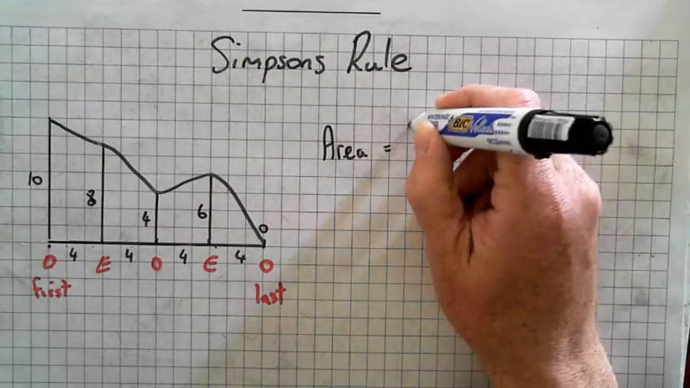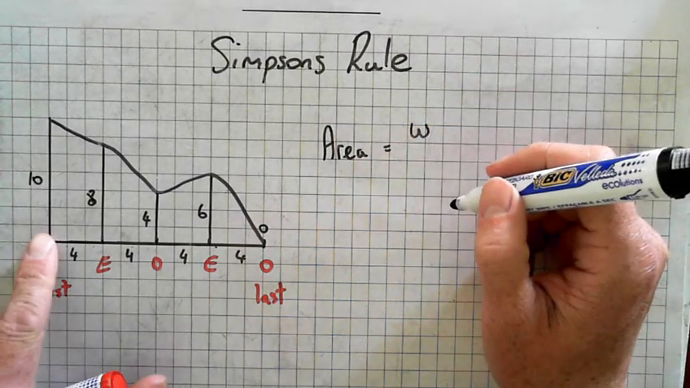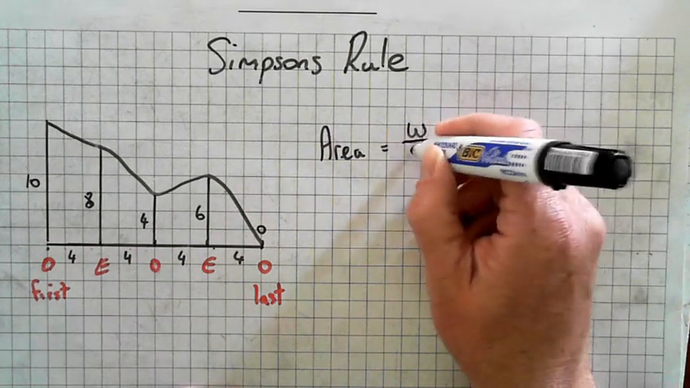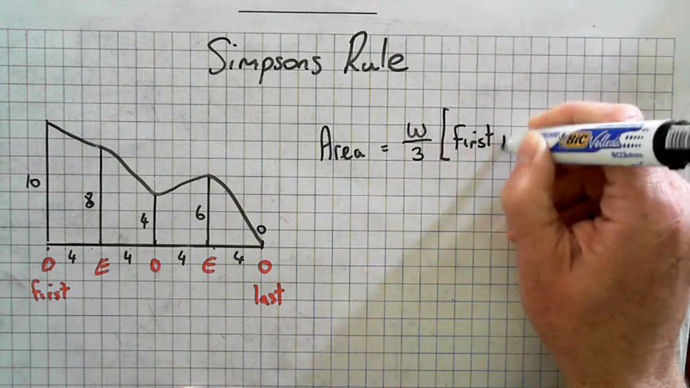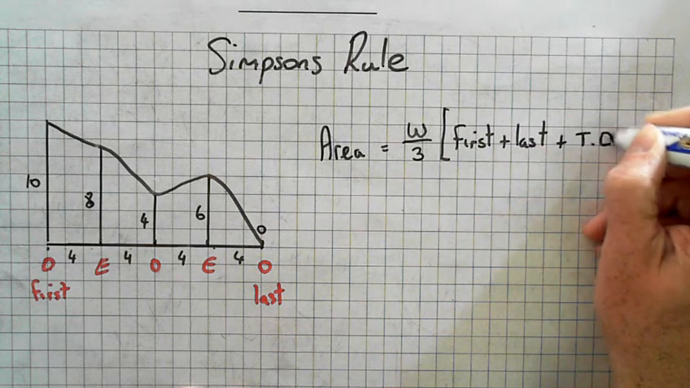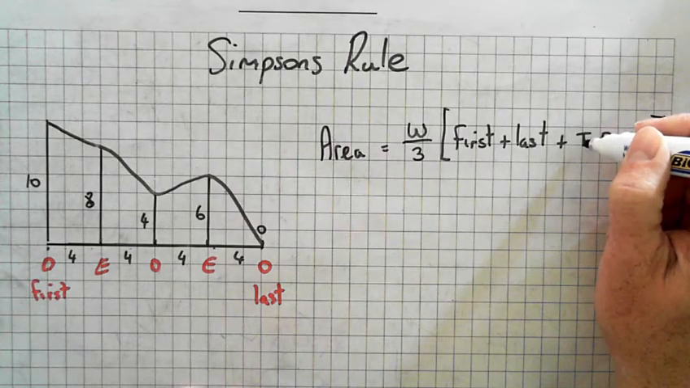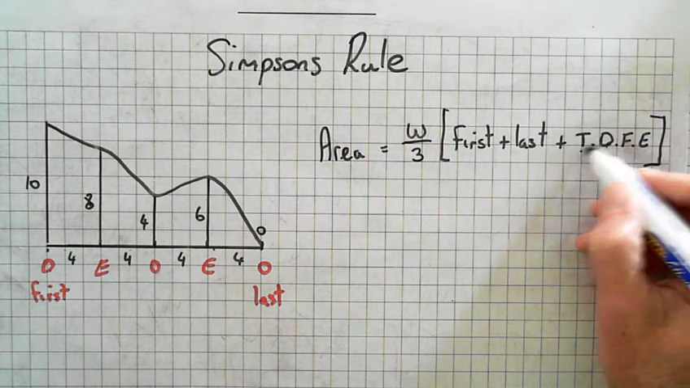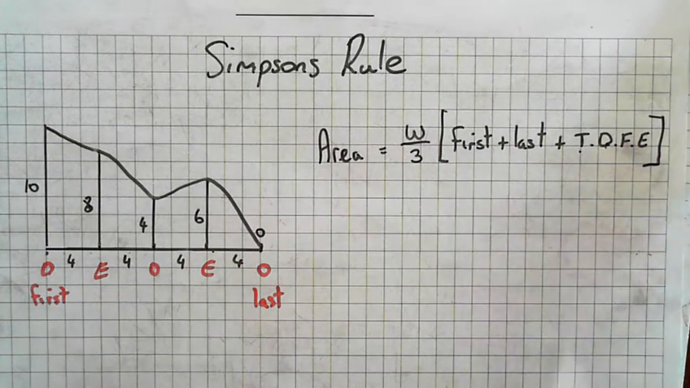It's always the same. In the formula, in the books it says H, but I prefer width because you're talking about this width here, the width of 4. Over 3. And then it's first plus last plus T O F E. T for twice. O for the remaining odd, so you're going to multiply these two numbers, plus 4 times the remaining even, and I'll show you.